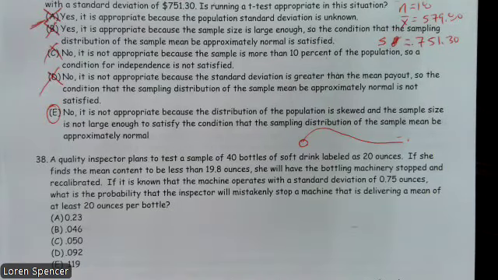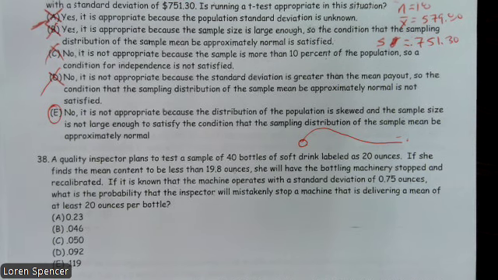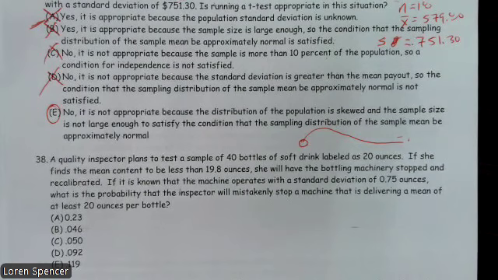A quality inspector plans to test a sample of 40 bottles of soft drinks labeled as 20 ounces. If she finds that the mean content is less than 19.8, she will have the bottling machinery stopped and recalibrated. It's known that the machine operates with a standard deviation of 0.75. What's the probability that the inspector will mistakenly stop a machine that is delivering a mean of at least 20 ounces? All right, so here we go.